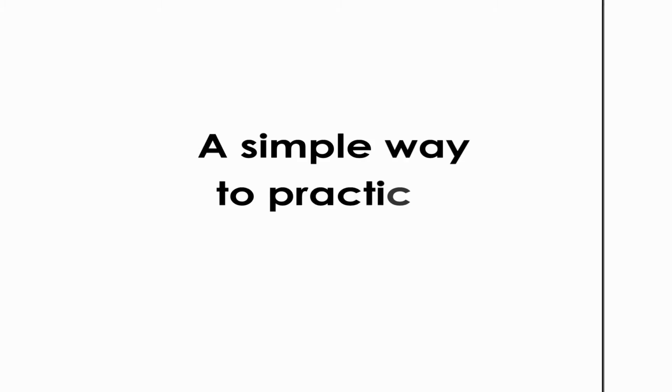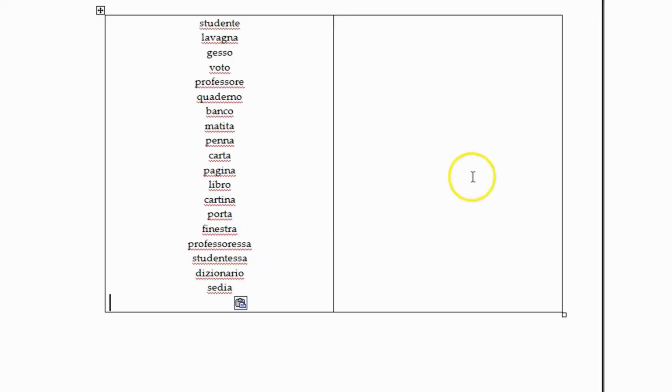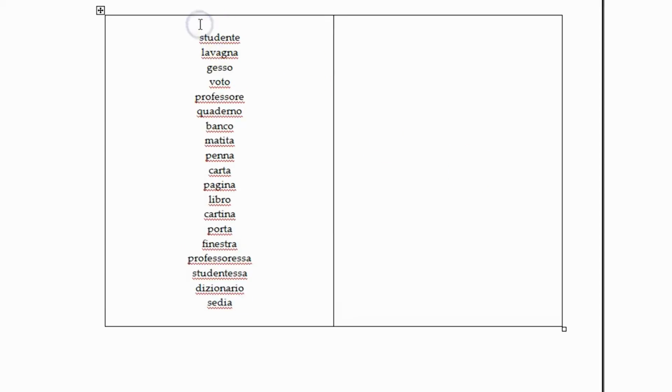I want to introduce now a very simple method for studying vocabulary, to practice and to reinforce your memory. This is the process. I create a table with 2 columns, very simple, Word document. Then let's say that in this column I'm going to write a list of Italian words. I had them prepared.